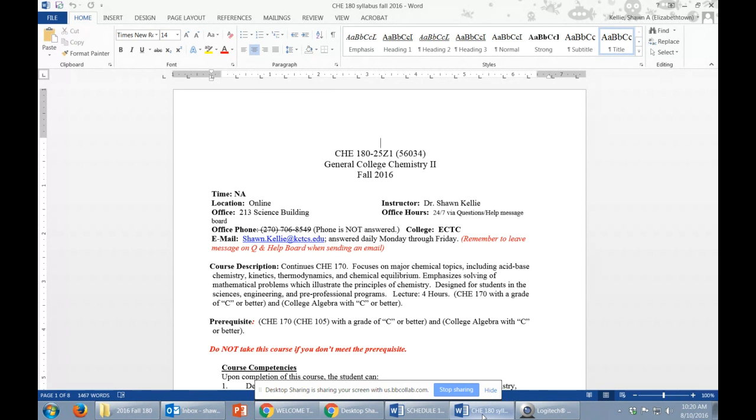Prerequisites. The prerequisites for this course have changed from 170. Notice, you have to have a grade of C or better in Chemistry 170. Also, at this point, you either have to have had college algebra with a grade of C or better, or you had to have had pre-calculus or trig or some other math course with a grade of C or better. The math kicks it up a huge notch. People are usually a little bit on the shocked side in terms of the mathematical difficulty level of 180 compared to 170.